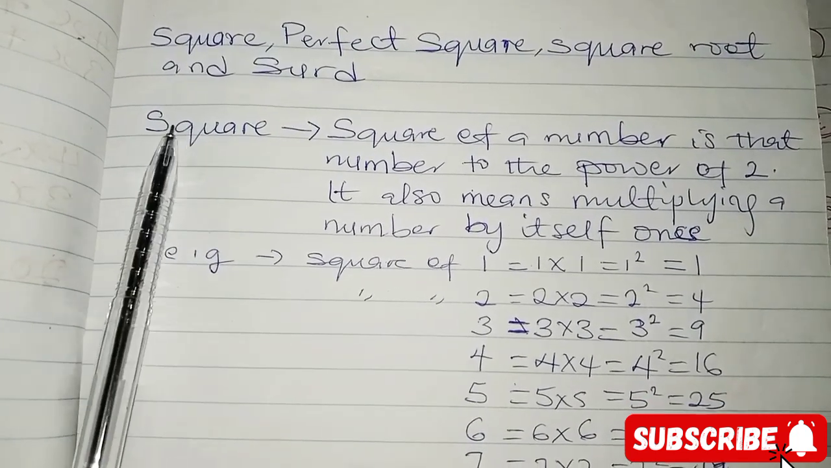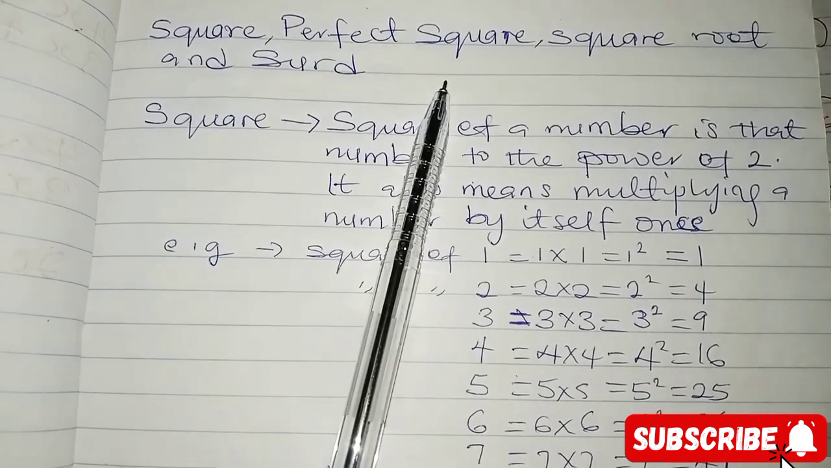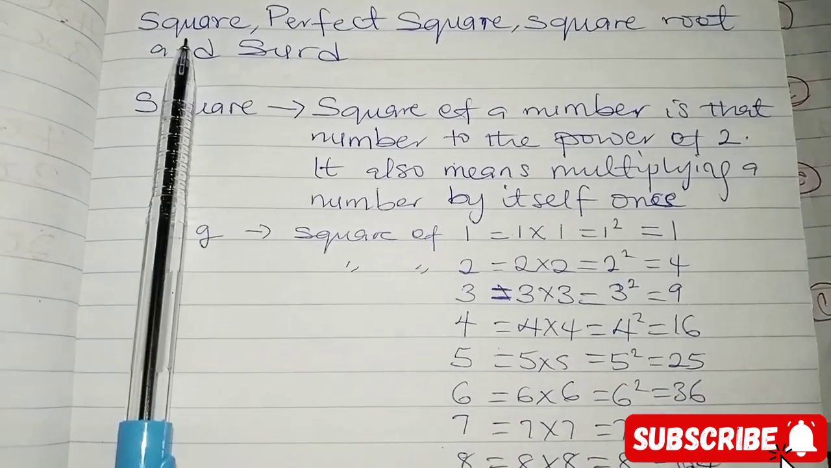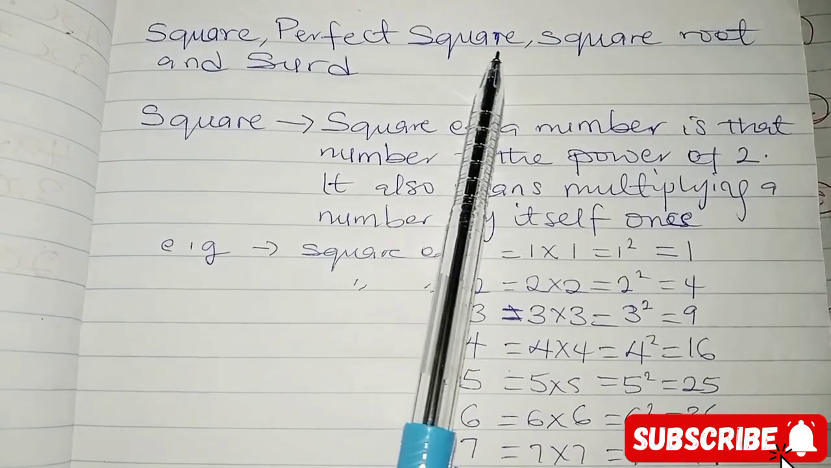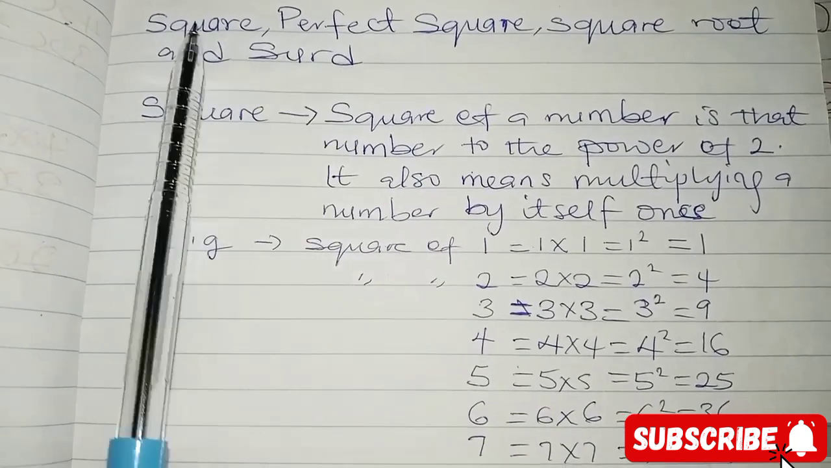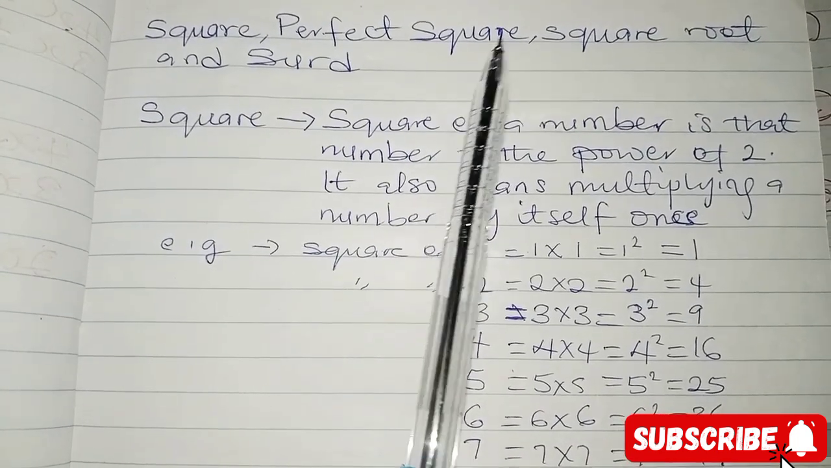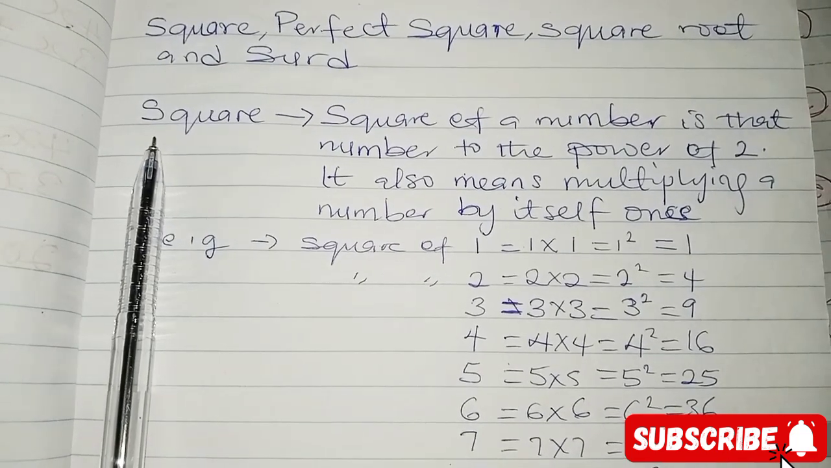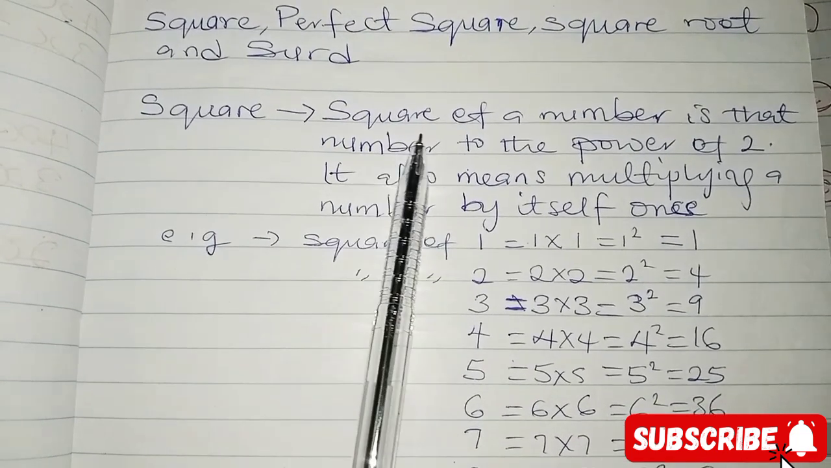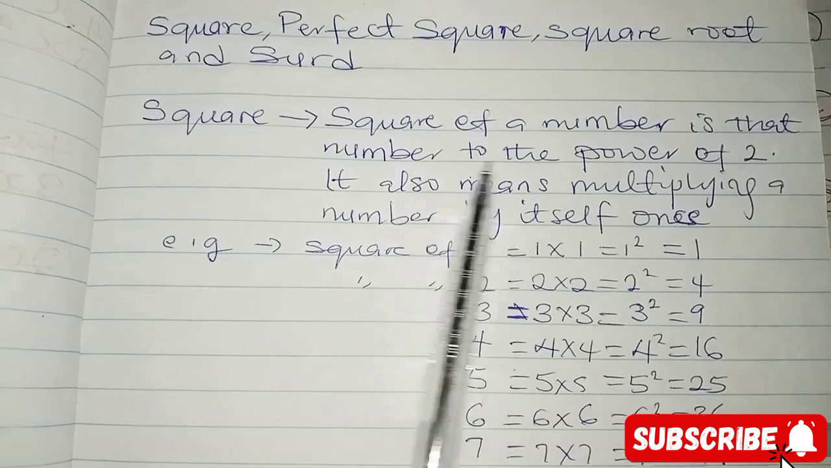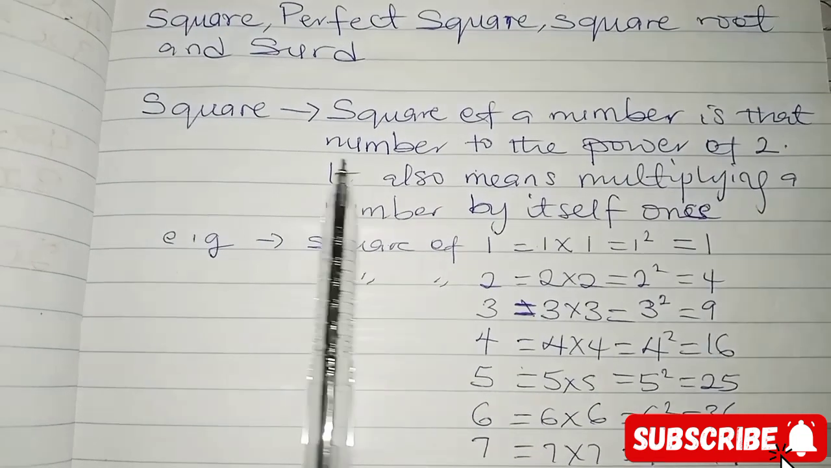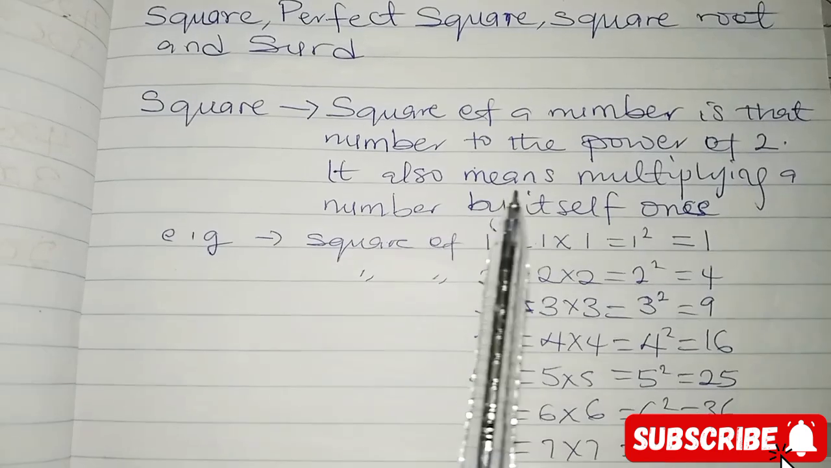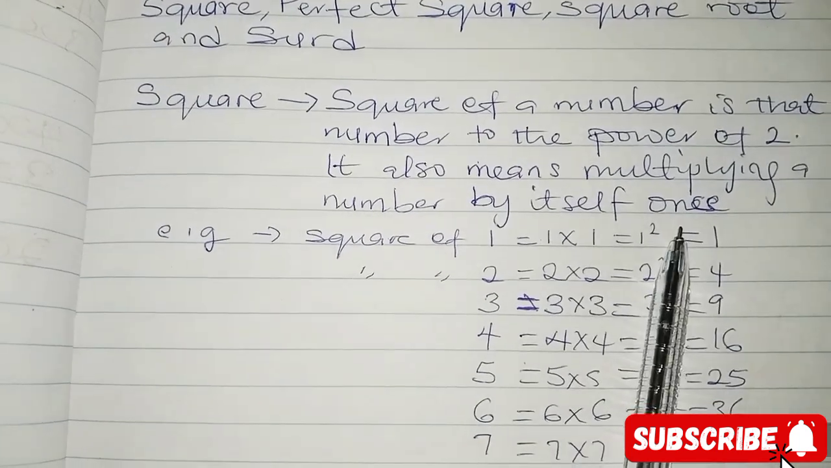We are going to be looking at the topic square, perfect square, square root and surd. If you take note, all the values here look similar but they are not totally the same. Square, perfect square, square root and surd. Let's start with square. The square of a number is that number to the power of 2. It also means multiplying a number by itself once.